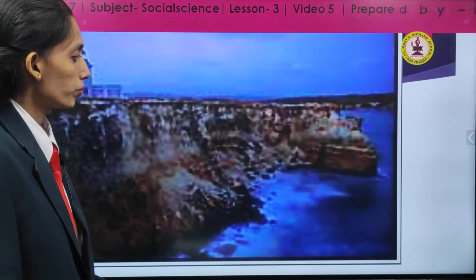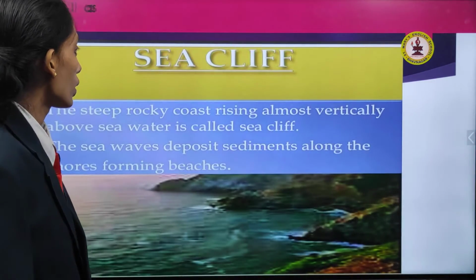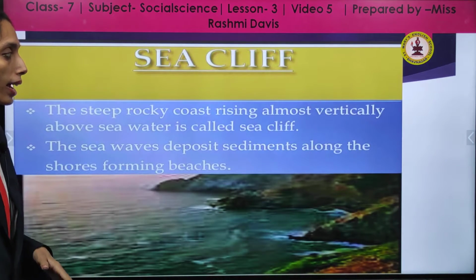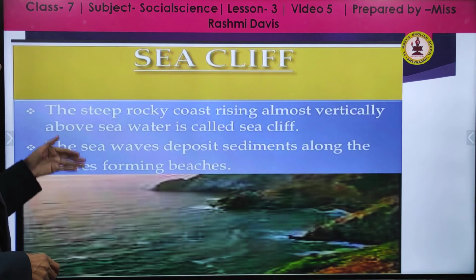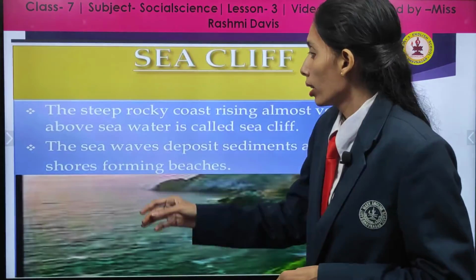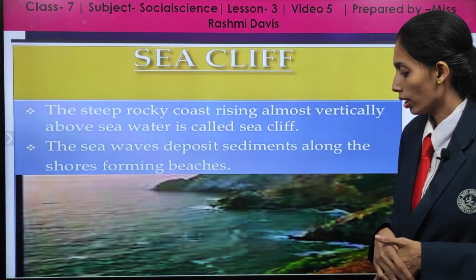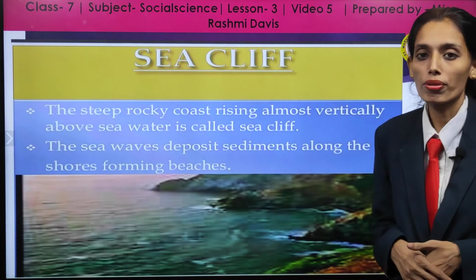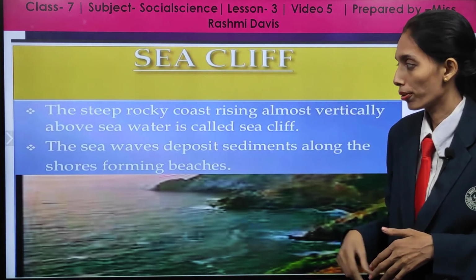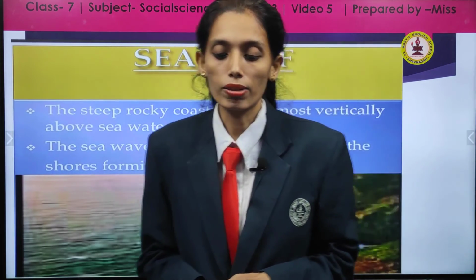Here you can see sea cliff. The steep rocky coast rising almost vertically above sea water is called a sea cliff. The sea waves deposit sediments along the shores, forming the beaches. Here you can see the beaches which are formed. The steep rocky coast rising almost vertically above the sea water, you can see the sea water. This is termed as a sea cliff.